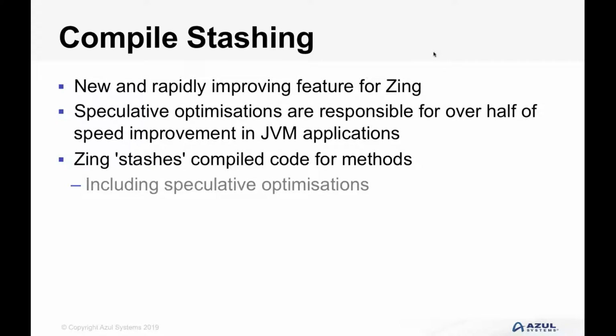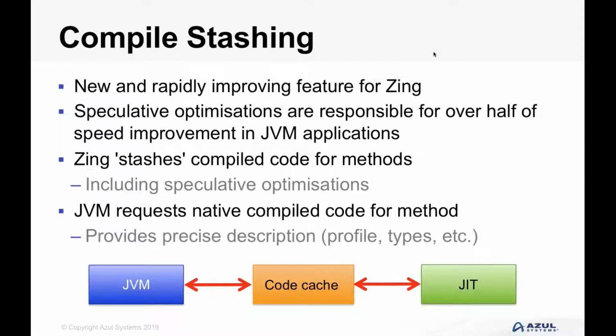So what the Zing JVM does is it stashes the compiled code for methods. You compile the code, you make it run, everything's good, including speculative optimizations, and then you put it in a file and you're able to reuse it at a later point in time. But the way we do that is we don't break the contract that we have with the JVM specification. So we can't simply reload all that code when we start up the JVM.